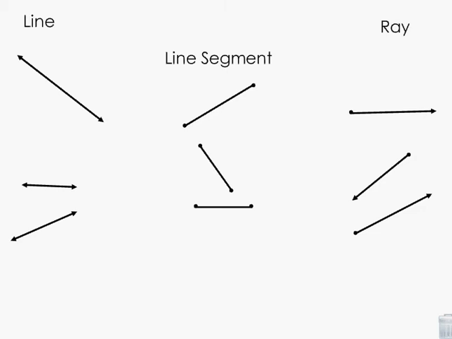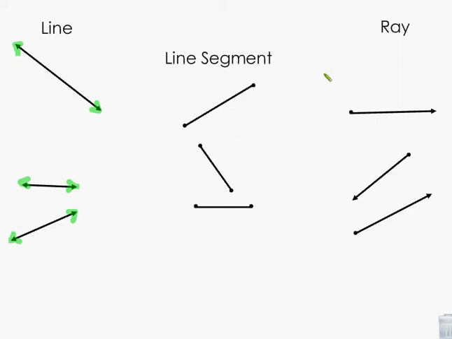All right, this is a Unit 2 review. Let's talk about the different concepts that were mentioned in Unit 2. The first is lines. You should be able to identify lines. Lines are straight. Lines have arrows on each end. That tells you that lines go on forever. These are all lines.